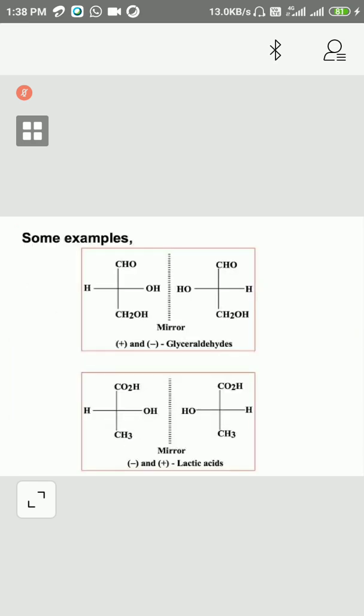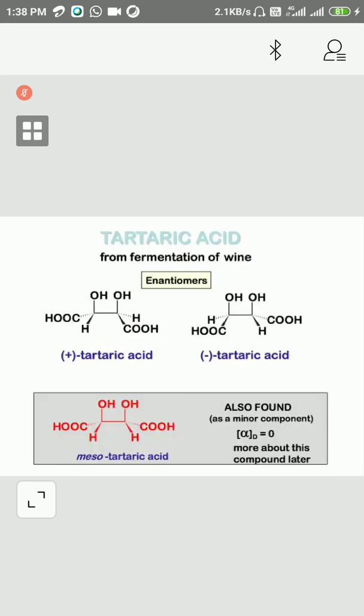Some examples you can see here. Glyceraldehyde is here, and you can see the mirror image of glyceraldehyde. You can see the mirror image of lactic acid. Lactic acid again you can see here. Asymmetric carbons are there. Two asymmetric carbons are here. So you can see whether this is optically active or not.